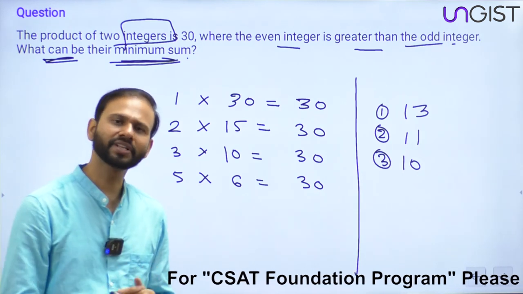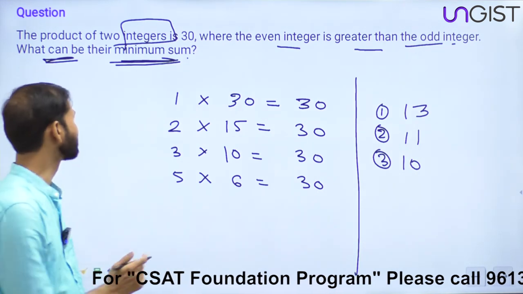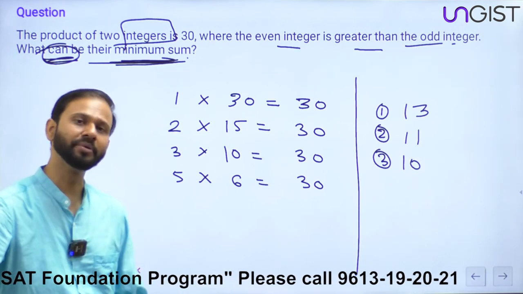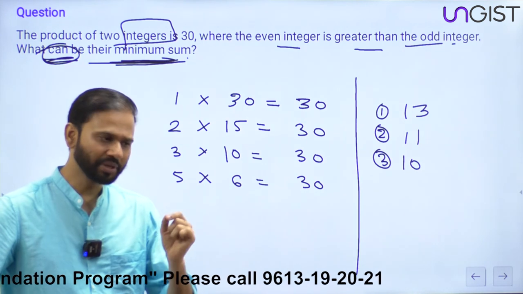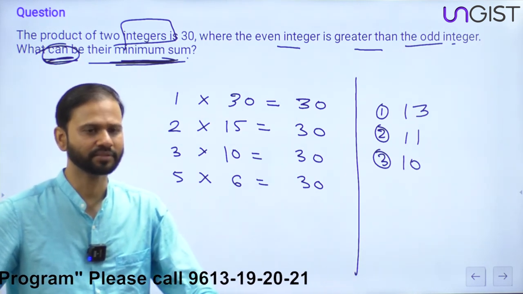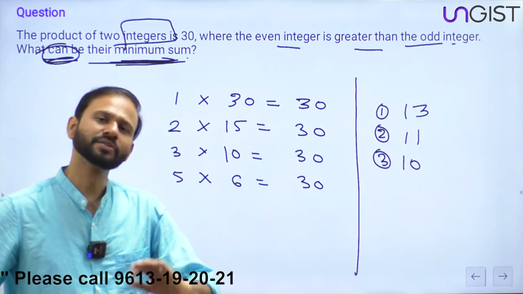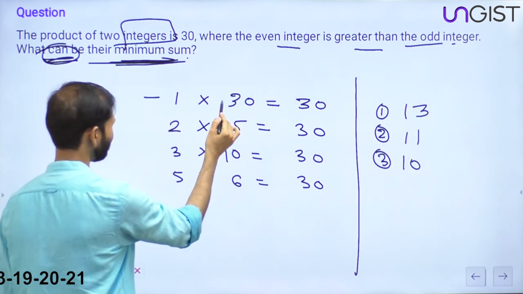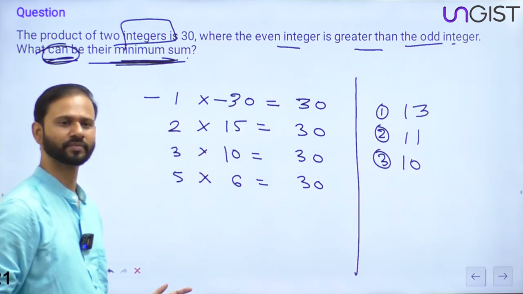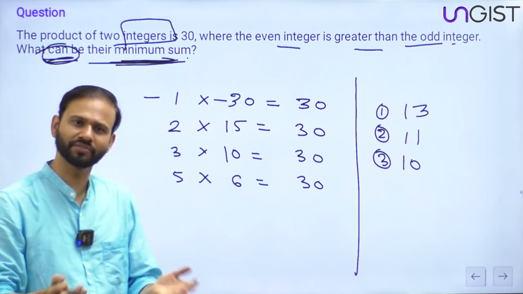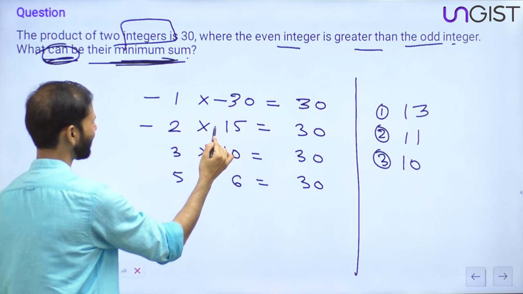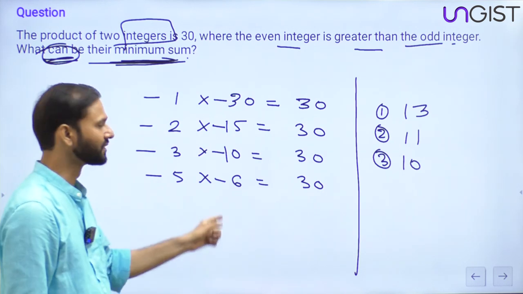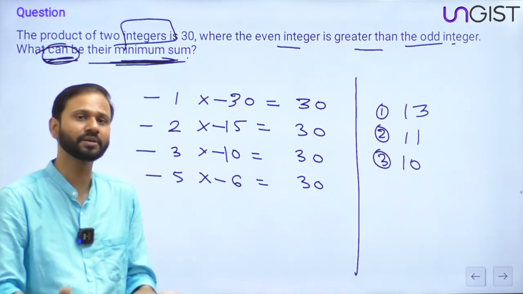Now, the question is saying what can be their minimum sum. When they say "can be", please try to minimize it as much as you can. So you can consider negative integers also. Negative into negative is positive, you all know it. So minus 2 into minus 15, minus 3 into minus 10, minus 5 into minus 6.